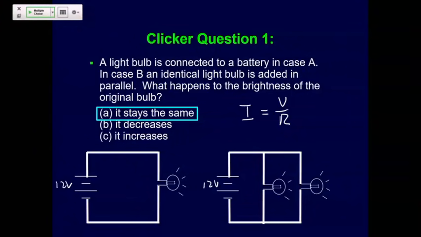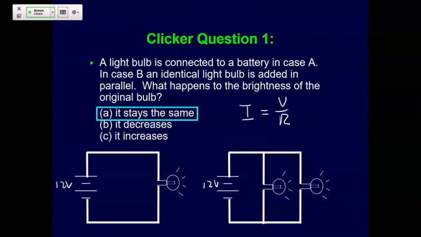In the second case, it's the same situation. There's 12 volts there, it's connected to the battery, and there's 0 volts there. So it's still 12 volts across it. The light bulb stayed the same, so it's got the same resistance, and so the current stays the same. Since we are talking right now about the idea that brightness is the current, they would have to be the same.